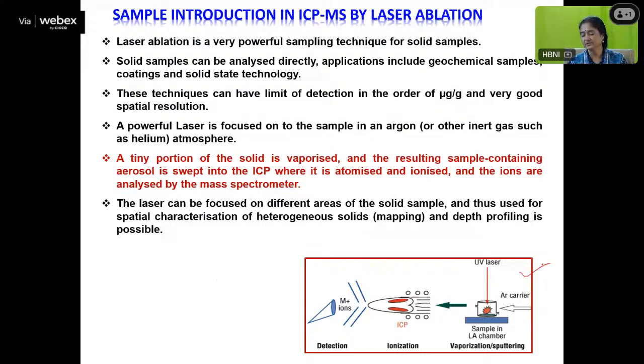So this is a typical picture of a laser ablation system, where there is a UV laser interacting with your sample, some vapor is being generated, and those vapors are then passed into your plasma. So this is what a laser ablation system is.